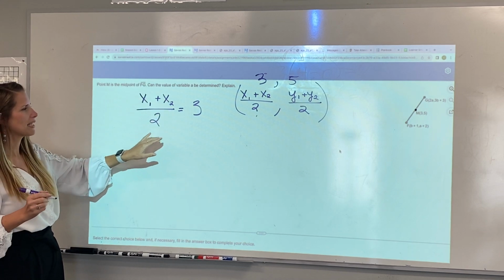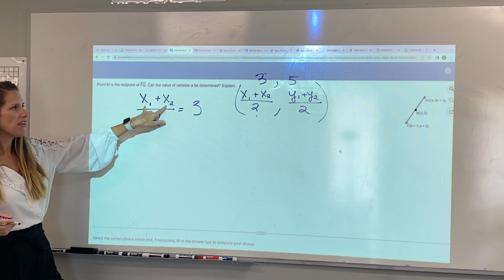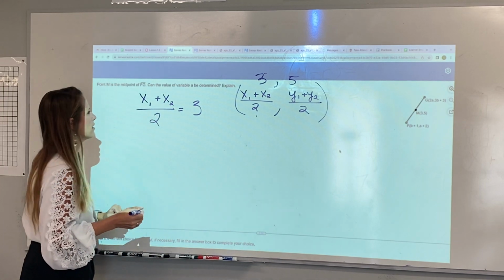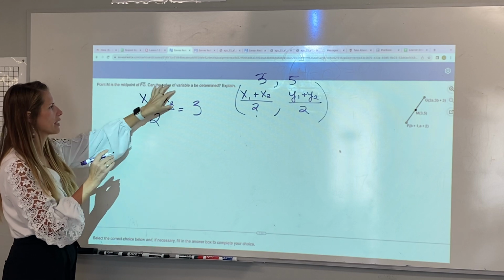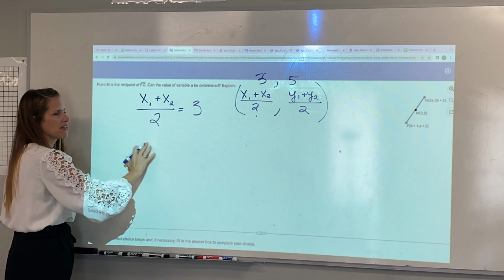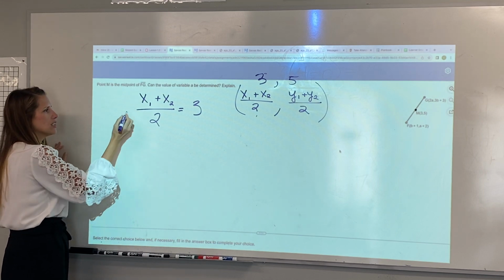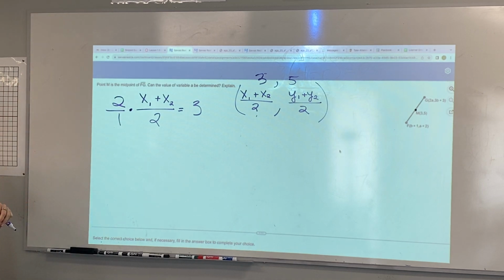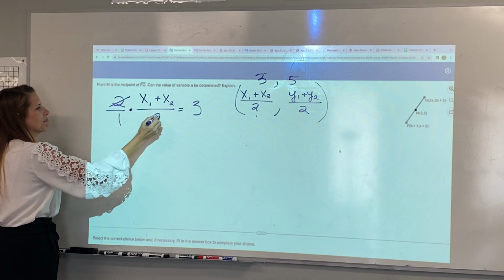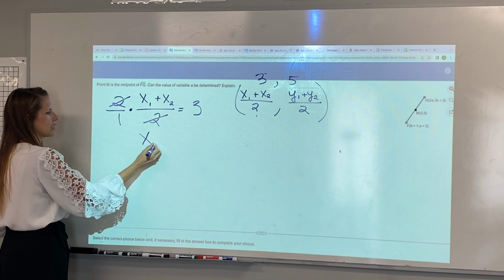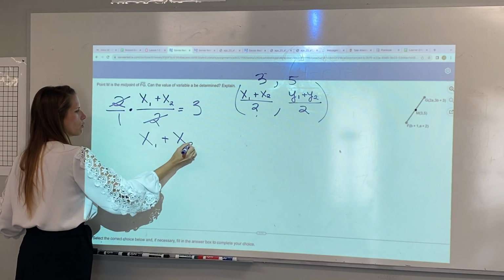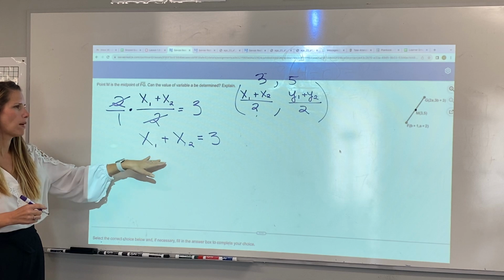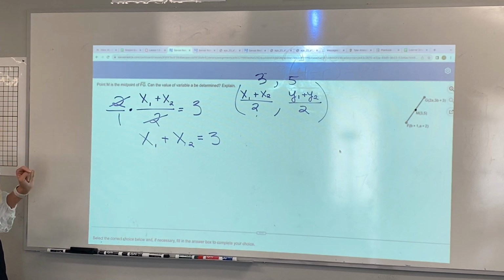So this still looks like a total mess, and remember, these x's are not variables. They just represent the x coordinate of the first point and the x coordinate of the second point. Before I start plugging things in, I'm going to simplify this because I am allowed to cancel out this 2 by multiplying by 2 over 1. That allows me to simplify it, so now what I have is the first point's x coordinate plus the second point's x coordinate equals 3. Again, these are not variables, they are representing the x coordinates on those points.